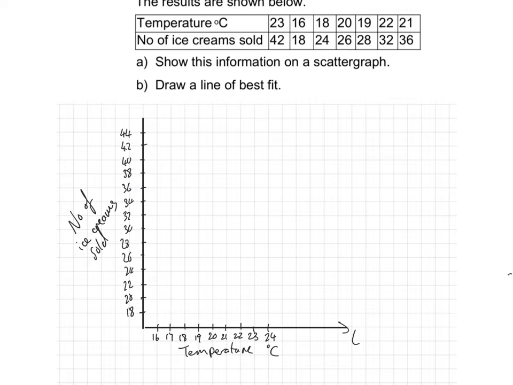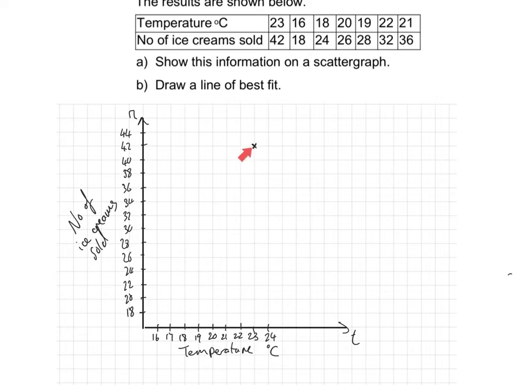So I might put a T on the axis for temperature, and I'll put an N for number of ice creams on the y-axis. So what we've got here then is we need to start taking this data one bit at a time. So on a day when the temperature was 23, we sold 42 ice creams. So find 23 in my temperature range down here and go upwards until you reach the 42 ice creams for that day.